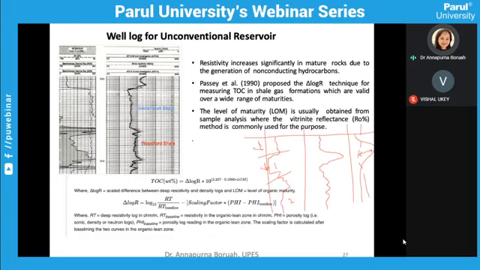So this was all about the conventional hydrocarbon reservoir. There are lots of advanced well logs also, I'm not discussing them here. So this was all about the conventional reservoir, how to identify the gas bearing zone. And in case of an unconventional reservoir, how will you identify?